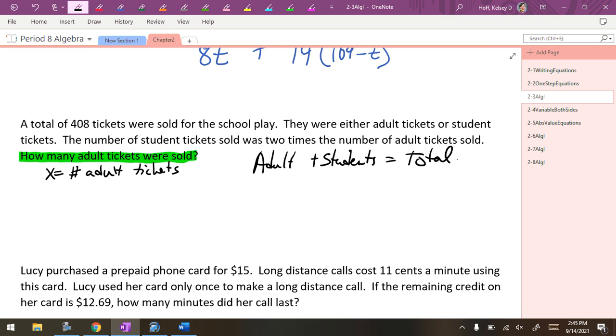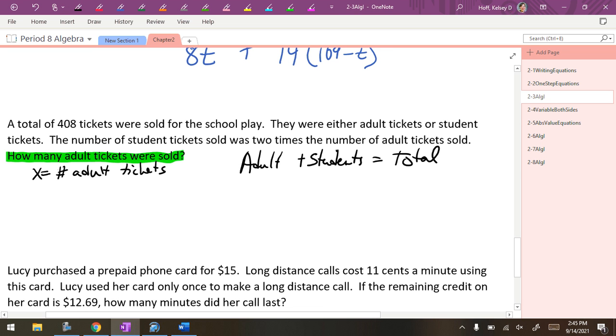How many adult tickets were sold? Half as much? It says 2 times students, so yeah. Somebody said something over here. X said that. X. Why do you say that? We just wrote this down. That X represents the number of adult tickets. So how many adult tickets did we sell? X.